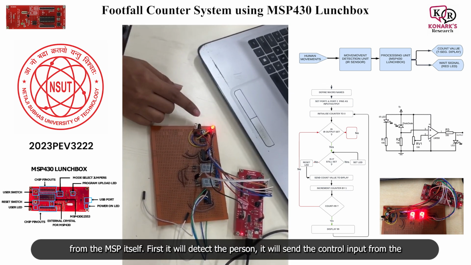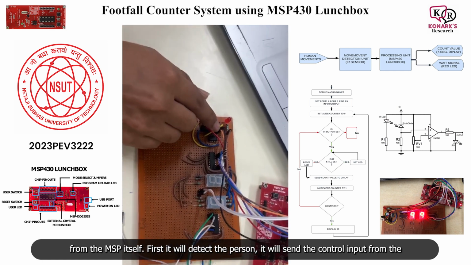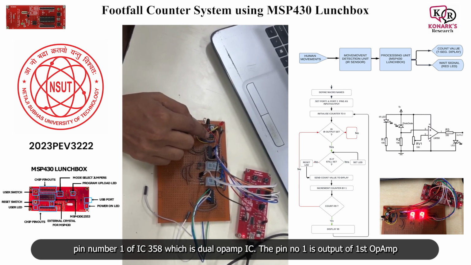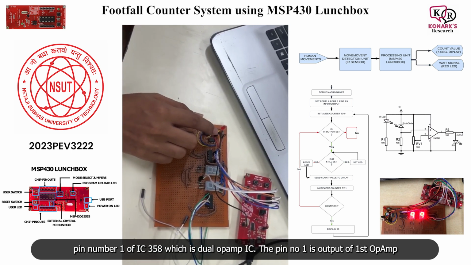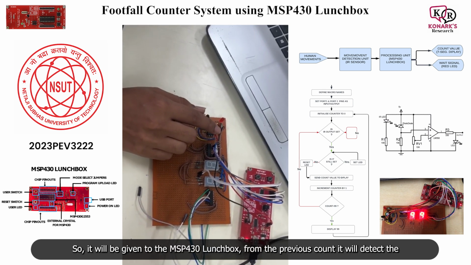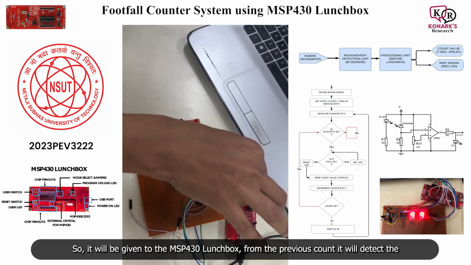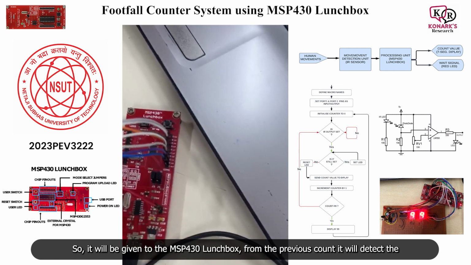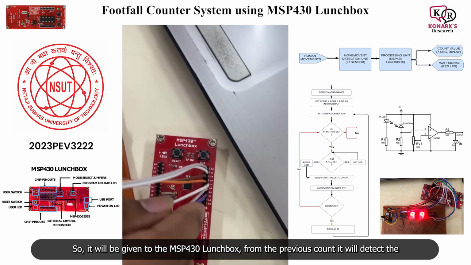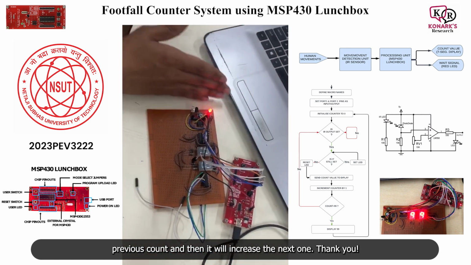First, it will detect the person. It will send the control input from pin number 1 of the LM358, which is a dual op amp IC. Pin number 1 is the output of the first op amp, so it will be given to the MSP430 LunchBox. From the previous count, it will detect the previous count, and then it will increase the next one.